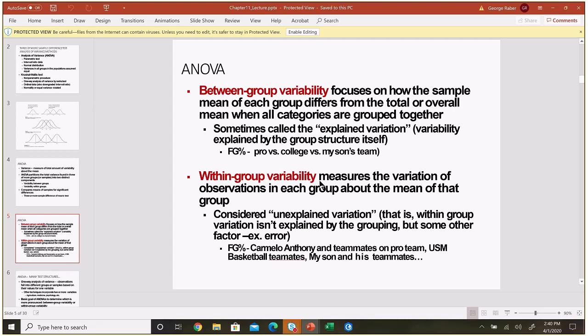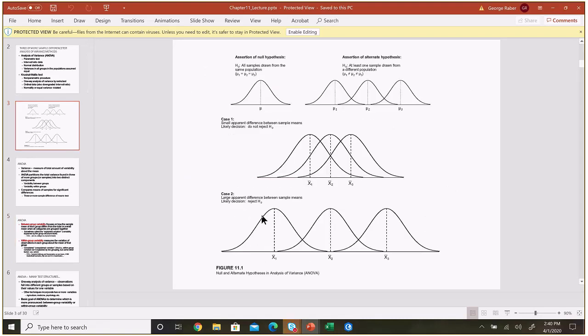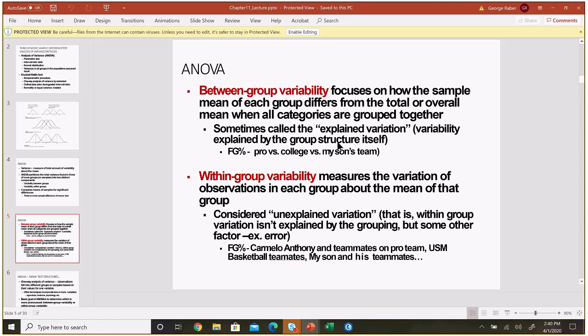Okay. The within group variability measures the variation of observations in each group about the mean of that group. In other words, we're just looking at the variability within this group, the variability within this group, and the variability within this group. So if the variability within the groups and the variability in the means as a whole are significantly different, what it's saying is that there is a significant difference. Sometimes we refer to this as the unexplained variation. Okay? It's not explained by the grouping, but by some other factor.